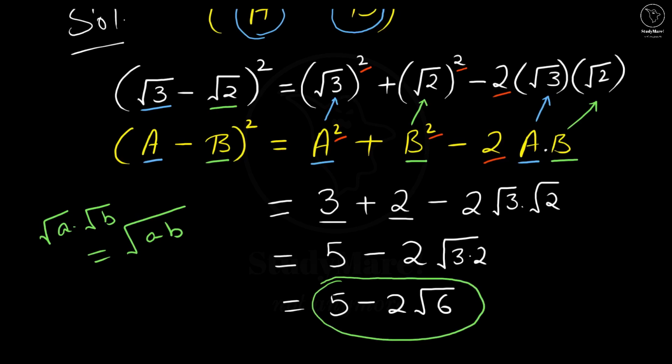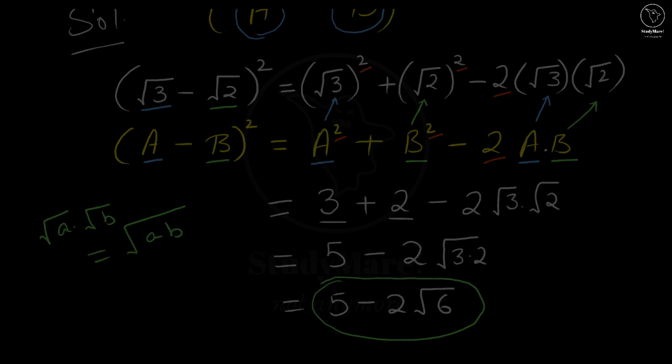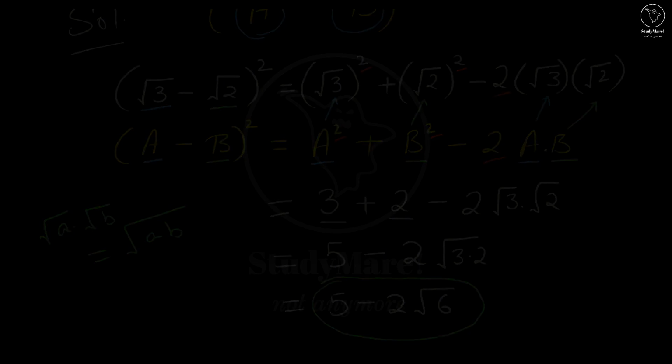So you see, this is the way to solve the questions where you need to use the identities. Just make a comparison. Just understand the equation and the given question. Relate the terms and just use the terms as it is in the expansion. Start solving it and you will get the answer.